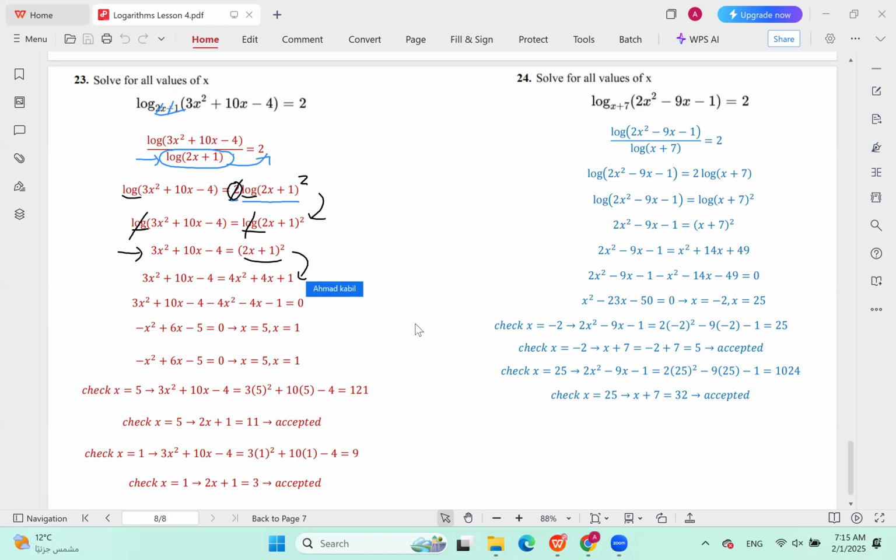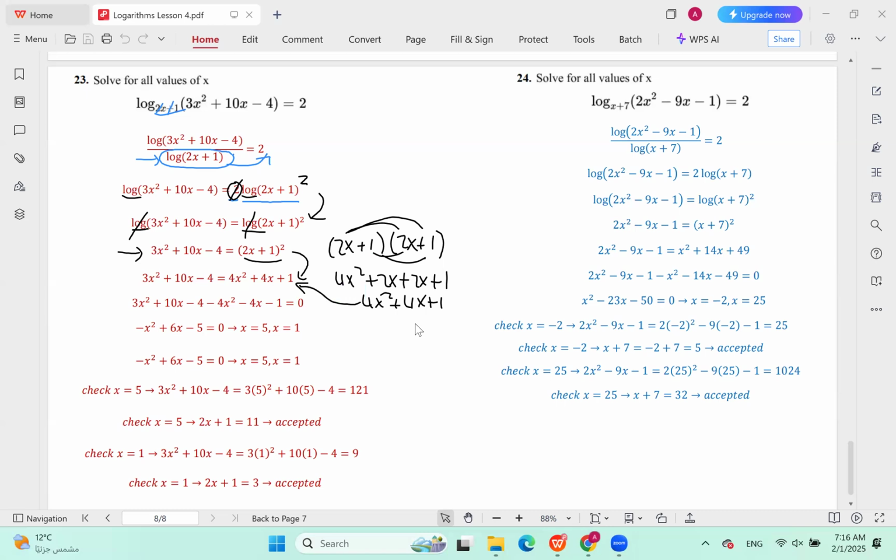Of course, you should know how to expand something to the power of 2. You can write it as 2 brackets like this: 2x plus 1 times 2x plus 1. This is 4x power 2 plus 2x plus 2x plus 1, which is 4x power 2 plus 4x plus 1. And this gives us the expression right there.